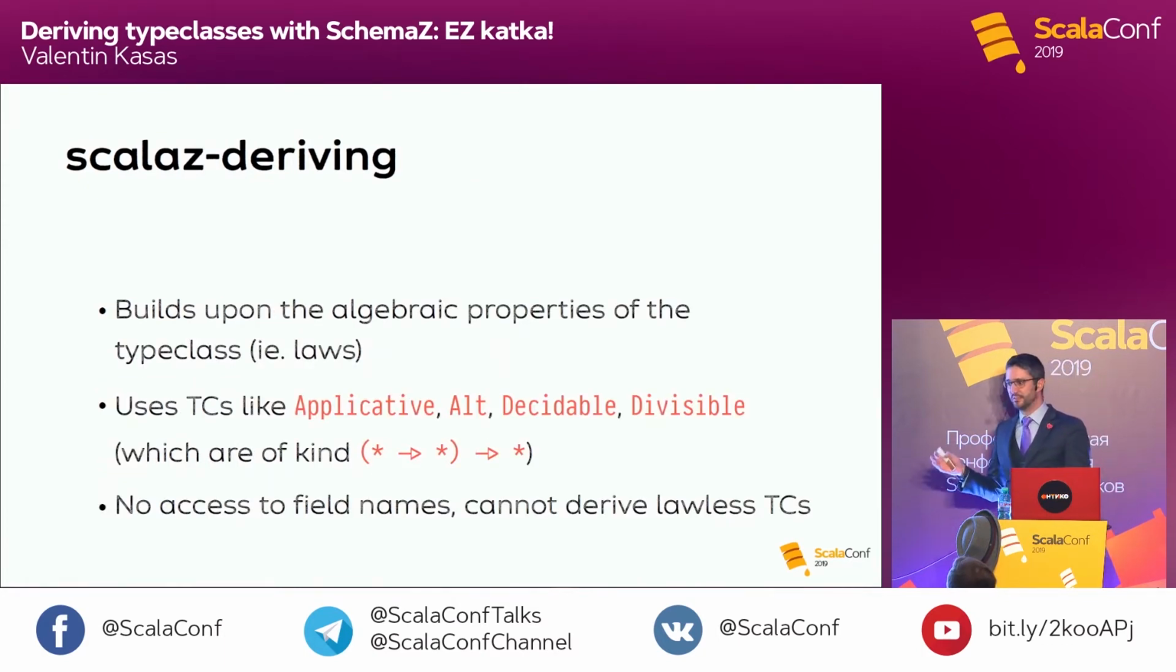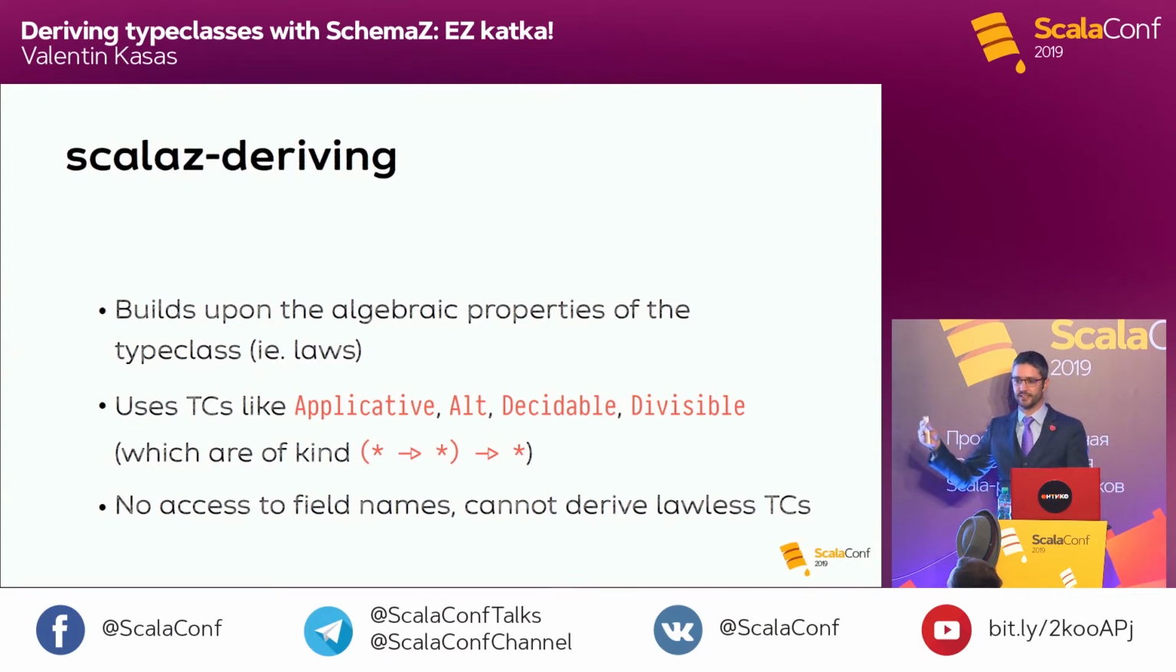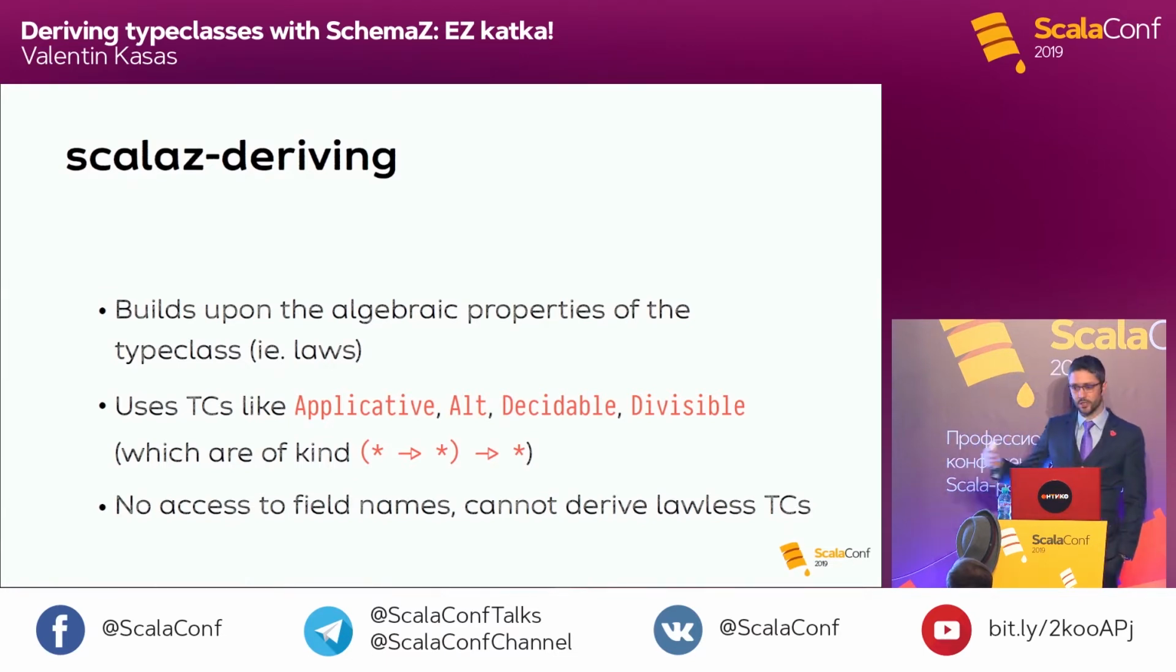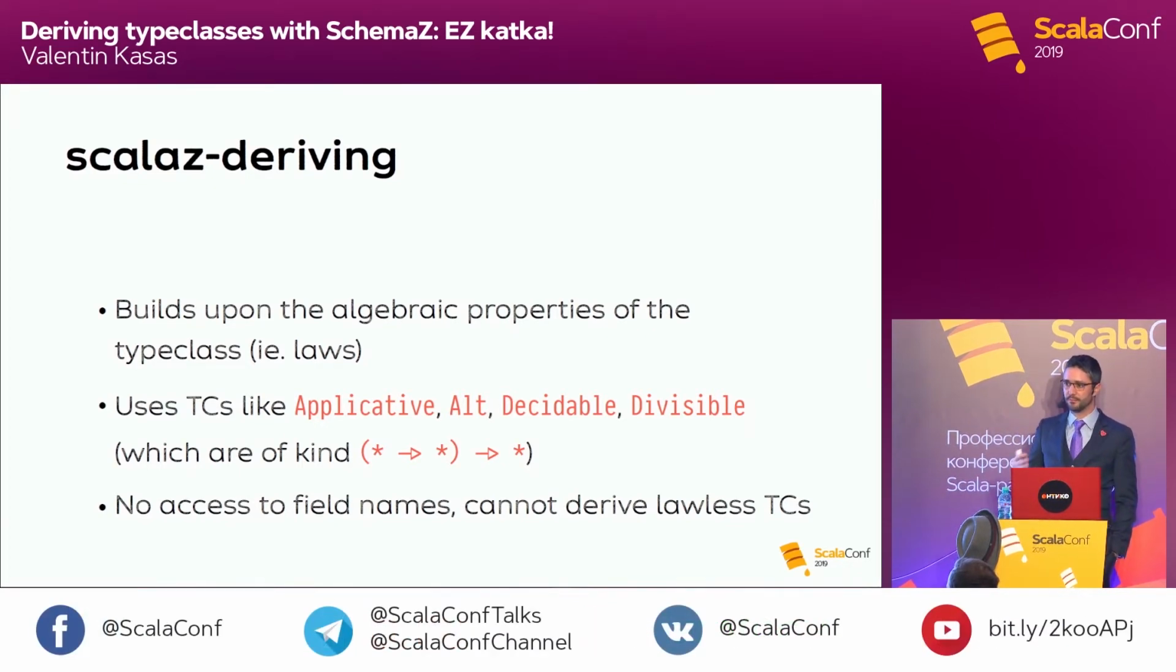So Scalaz Deriving takes a pretty original approach to type class deriving. It builds upon the algebraic structure or properties of the type classes themselves. It uses a bunch of other type classes, higher kinded type classes, namely applicative, alt, divisible, and decidable, which are of the kind star to star to star. But it has some restrictions. It doesn't access the names of the fields in the case classes, for example. And because it builds upon algebraic properties of the type classes themselves, it cannot derive instances for type classes that don't have laws.